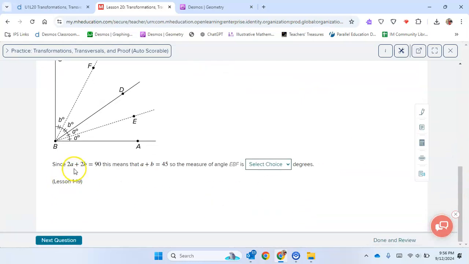Since 2 times A plus 2 times B equals 90, that means A plus B equals 45. So the measure of EBF is the measure of EBD plus DBF, which is 45.